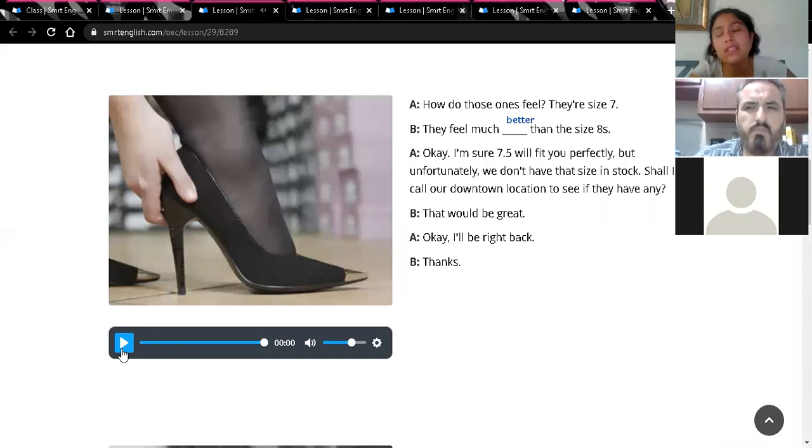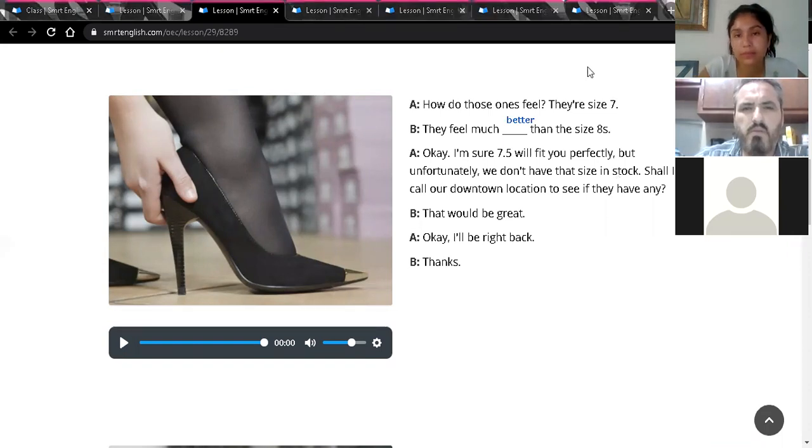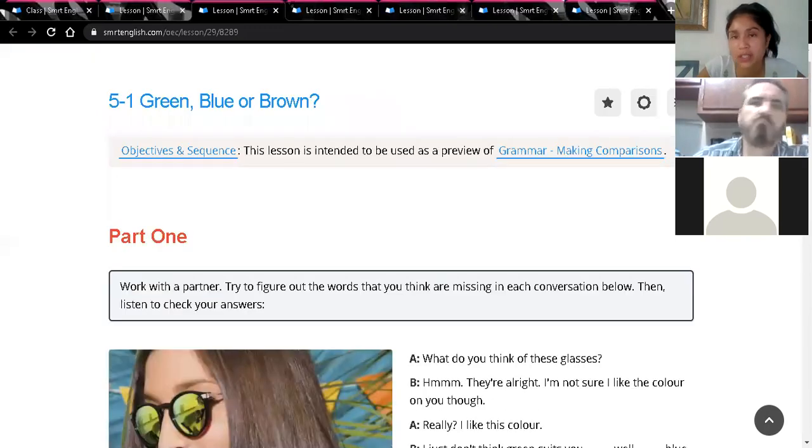I think she says smaller. They feel much smaller than the size 8s, but it doesn't make sense because, for example, if she's trying the number 7, what is the word? Let me see if I'm able to get the track. She's pronouncing in a way that I can't understand that word specifically. I don't know, Imelda, could you understand the word she said? Small. I think it was small, but I don't think so. Yeah, here's the transcript. We're going to find out what is the adjective she's using.